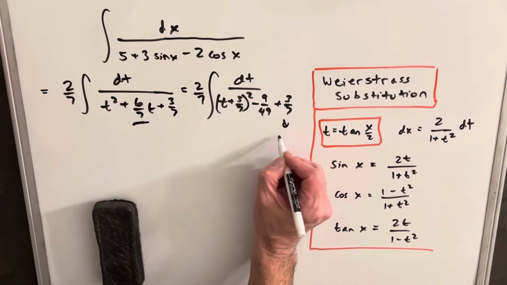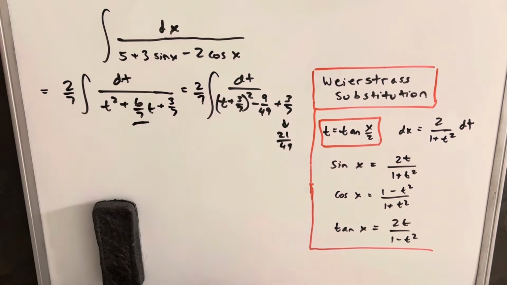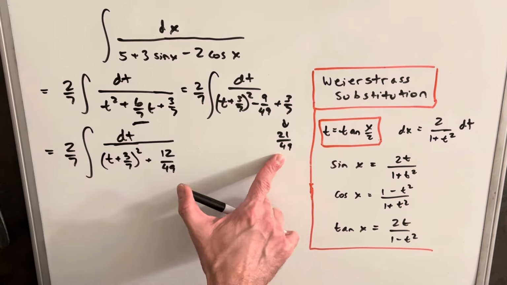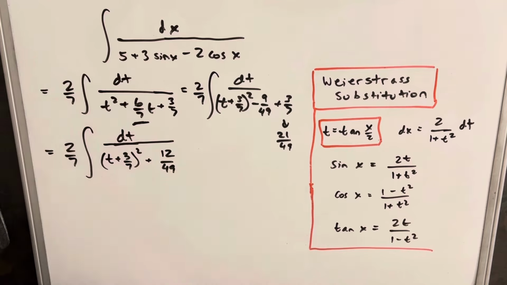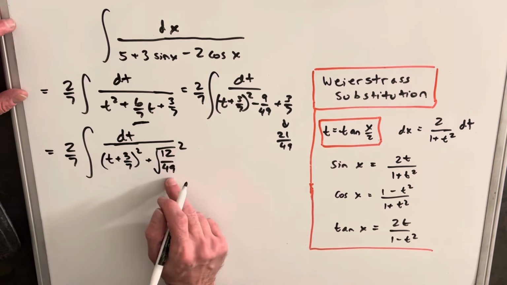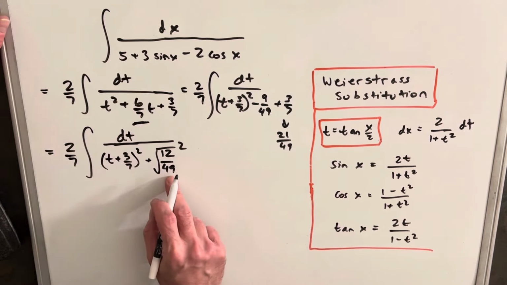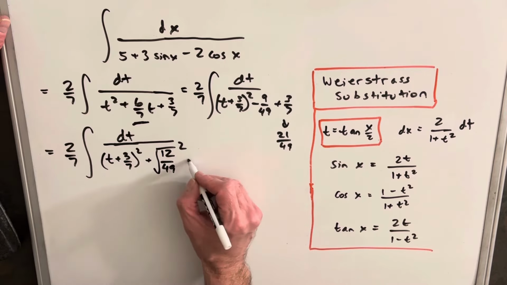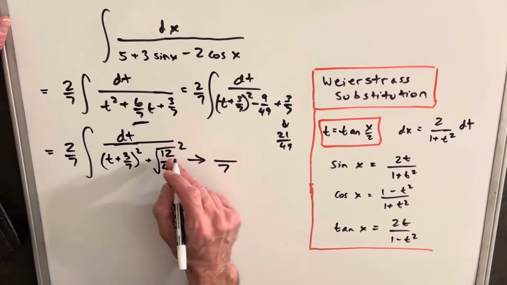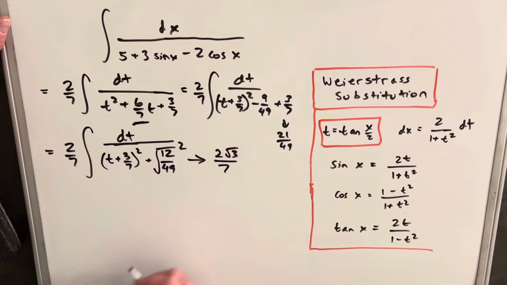3/7, we can write that as 21 over 49. That's going to allow us to combine these last two terms. Just subtracting 9 over 49 from 21 over 49, we get 12 over 49. We can write this as a square root squared. So writing this under the square root sign, the square root of 49 is going to be 7 in the denominator, and then we can write the square root of 12 as 2 times the square root of 3.